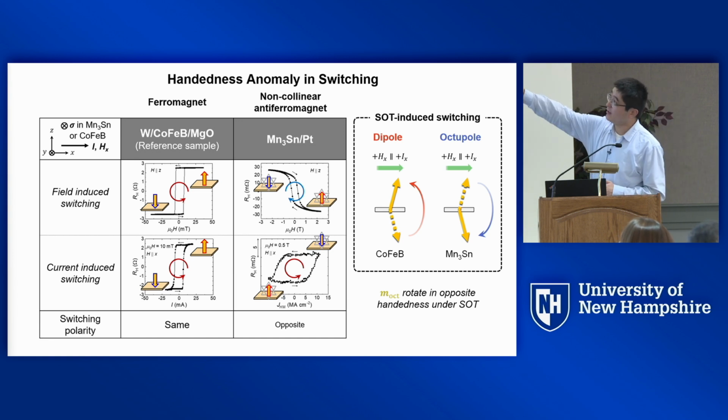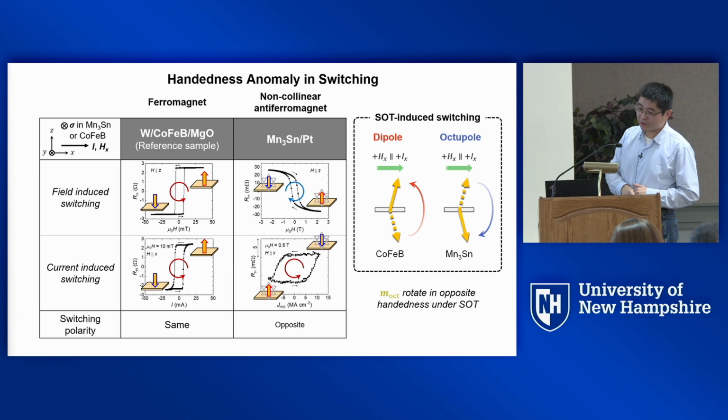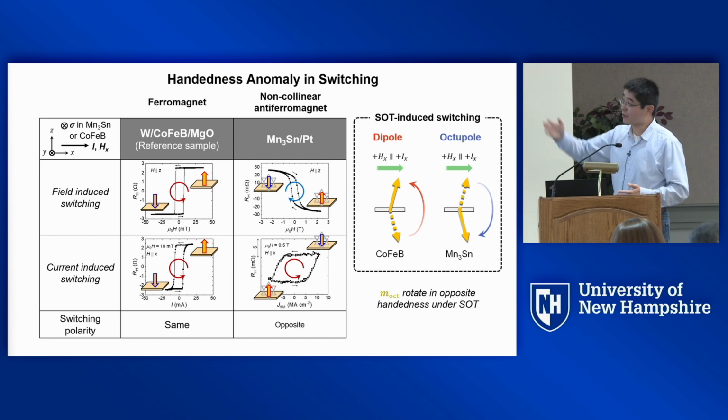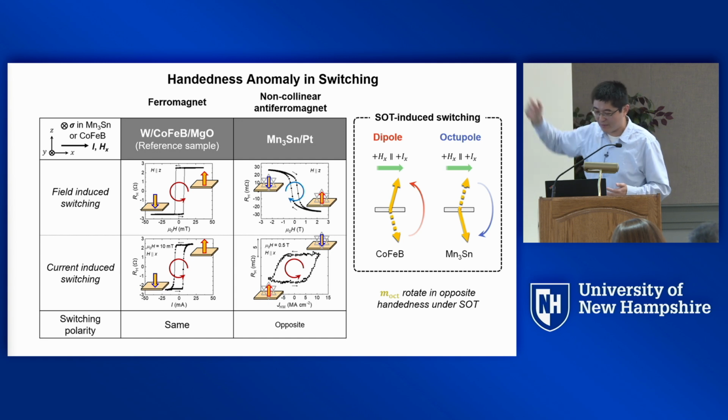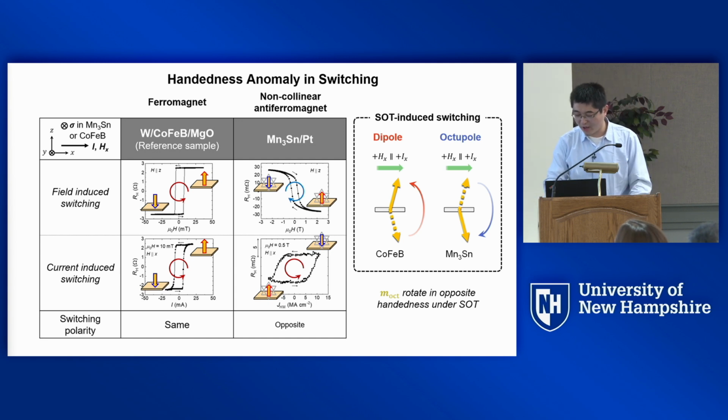If you try to switch a ferromagnet dipole, the same current will switch the moment from down to up. But if you try to switch the octopole moment, the same current will switch the octopole moment, or the net moment, from up to down. So they are just opposite to each other. How do you understand that?